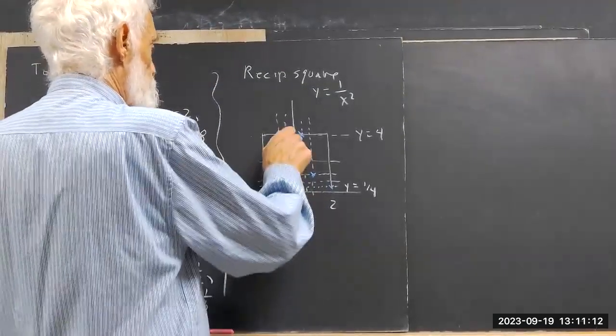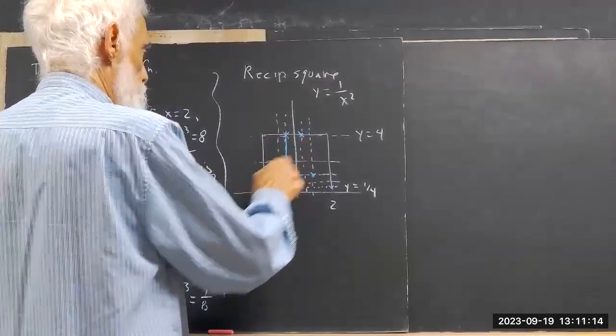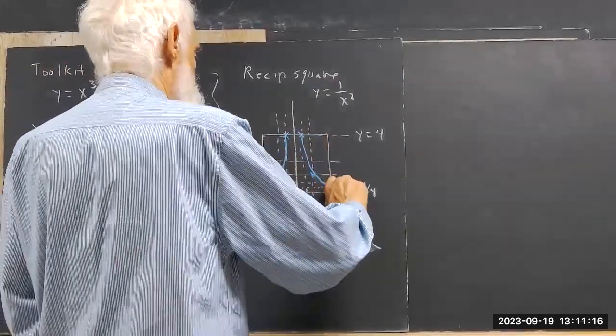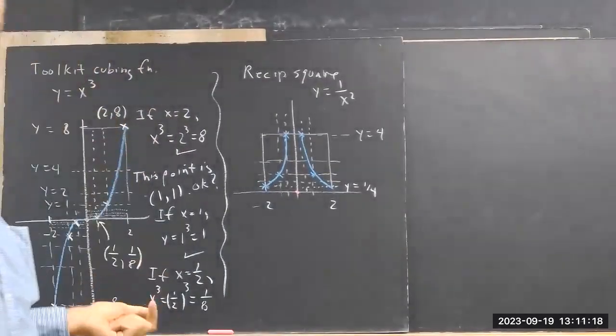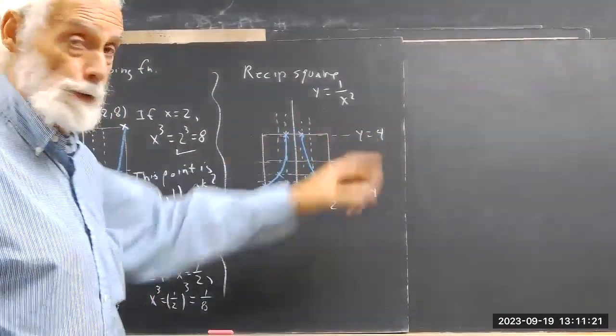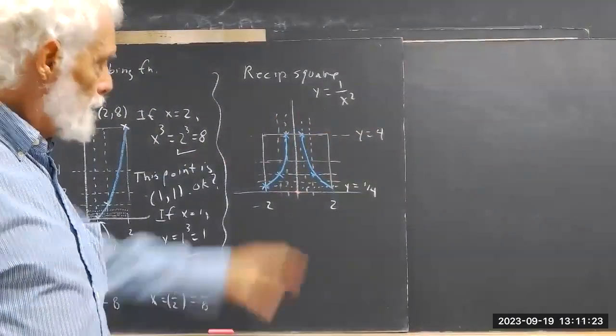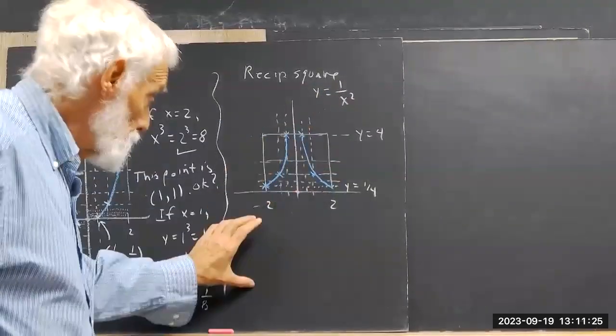So in some ways, this graph is somewhat similar to the reciprocal function. In some ways, it's different, like it's symmetric, where the reciprocal function is symmetric in a different way. What's up here is reflected down here.